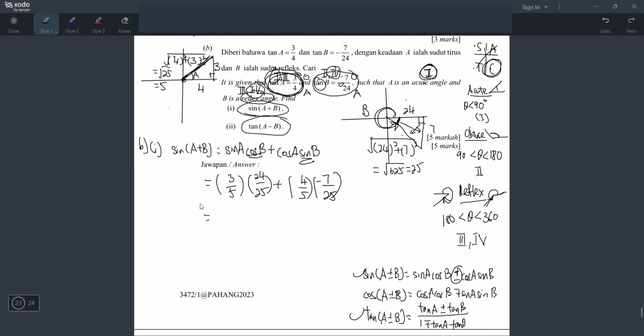Now, press calculator. 3 over 5 times 24 over 25. 72 over 125. And then plus, okay, but there's a minus here, right? Okay, just write minus.